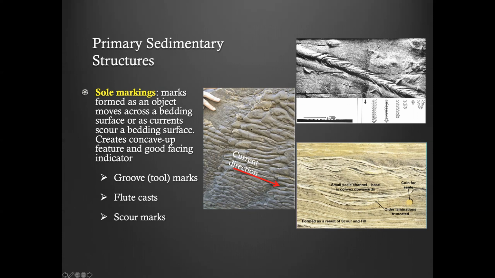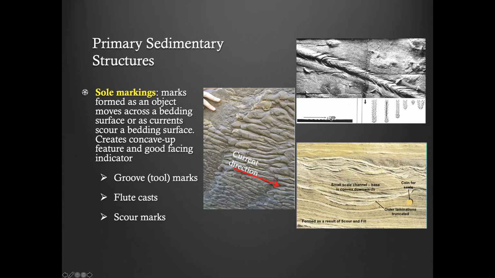These are flute casts. These are caused by current flow. In other words, they're typically an indentation dug into the mud. And basically, we're looking at the bottom of a bed here. So if we find these and they are facing upward, we know the bed was upside down, because you'd have to find them on the bottom of a bed on that lower bedding plane, because they're going to be preserved in the lower part of the bedding plane.